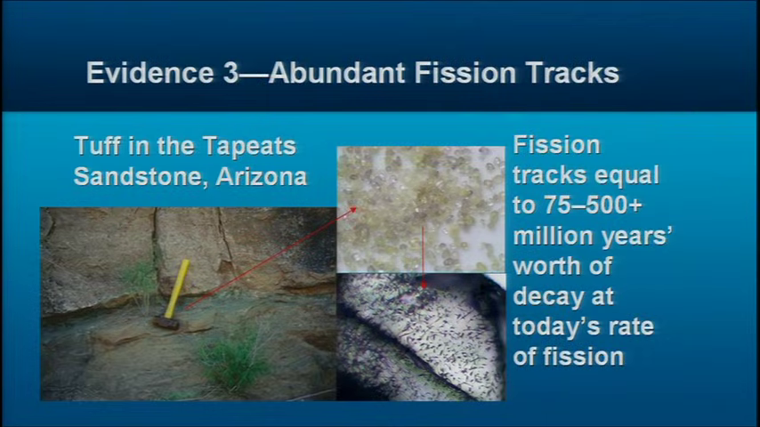And if we go to the bottom of the Grand Canyon, the lowest of the units in the walls of the Grand Canyon, the Tapeats sandstone that we mentioned last night, it also has a volcanic ash bed in it, and the zircon crystals there have fission tracks equivalent to up to 500 million years worth of decay at today's measured rate. And that's at the bottom of the flood sequence.